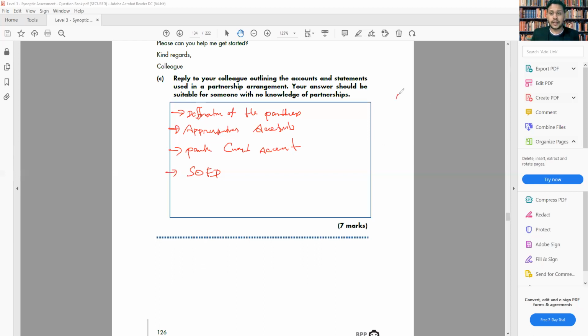We said opening capital, and we add the profit, less drawings, and this gives us the closing capital, and that is equal to the net asset. But if it is a partnership, we don't do it. Remember that. If it is a partnership, we do not do the opening capital plus profit less drawings. No, we don't do it.